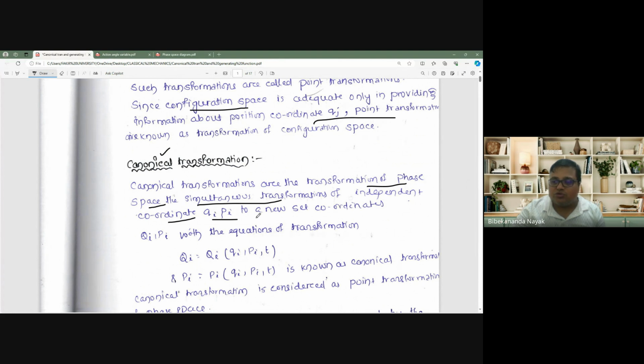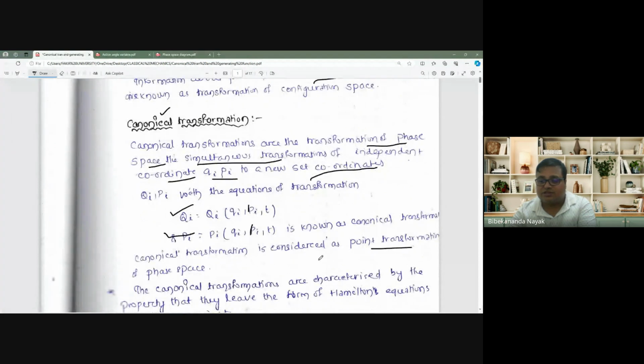Position and momentum go to a new set of coordinates, capital Qi and capital Pi, with the equations of transformation: capital Qi is a function of small qi, small pi and t, and capital Pi is a function of small qi, small pi and t. So you can say it is a point transformation in phase space. In point transformation, we have only one kind of coordinate, the position coordinate. In phase space, we have two kinds of coordinates, position and momentum. So canonical transformation is basically a point transformation in phase space. Both position and momentum coordinates change.